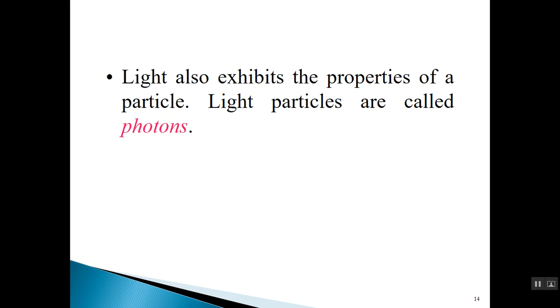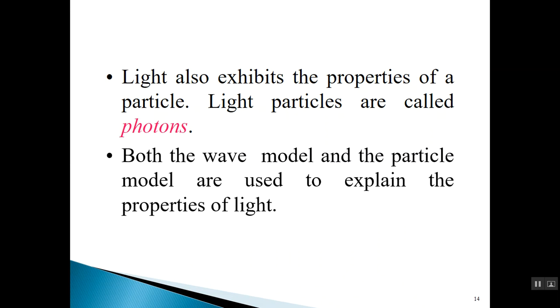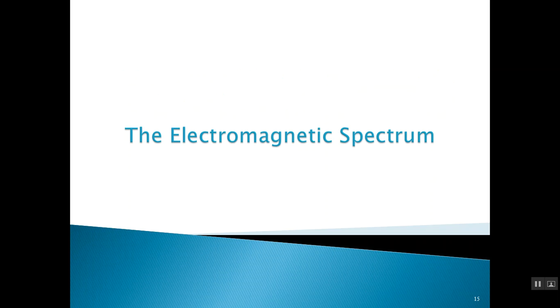We talked about the fact that radiation, light included, can exhibit wave-like behavior. But it turns out, and this might seem a bit confusing and counterintuitive, that all forms of radiation display the properties of a stream of fast-moving particles. These particles are called photons. Both the wave model and the particle model are used to explain the different properties of radiation, including light.